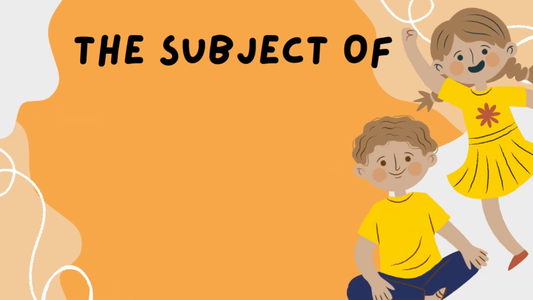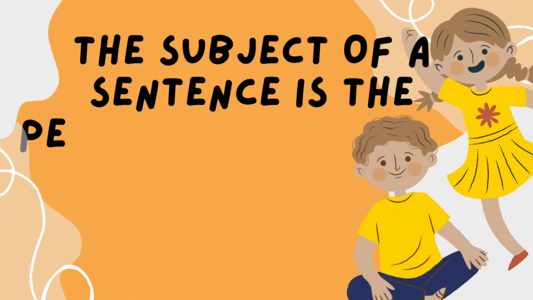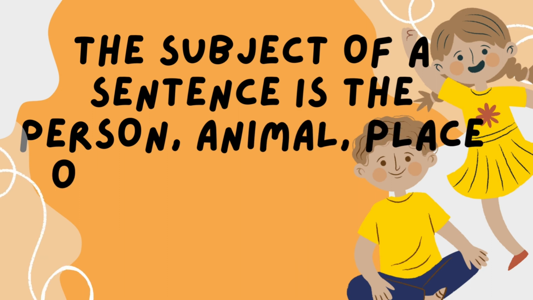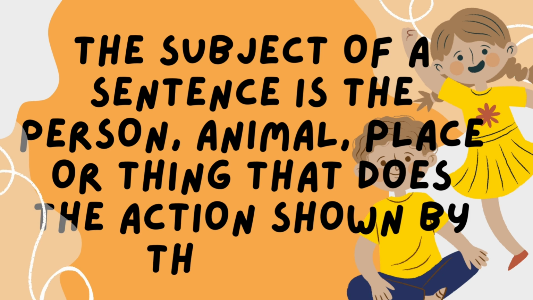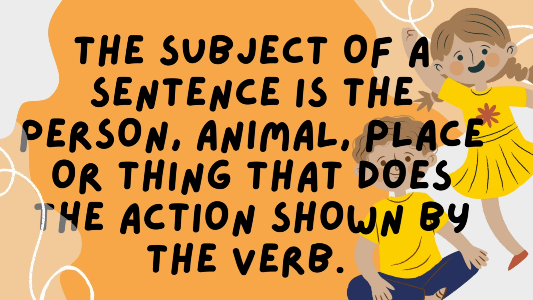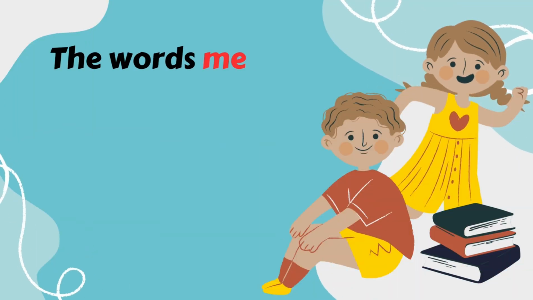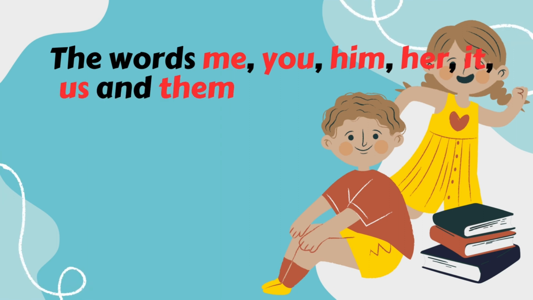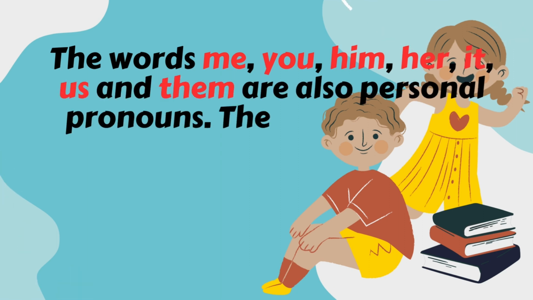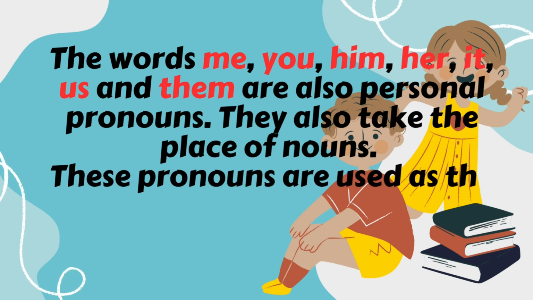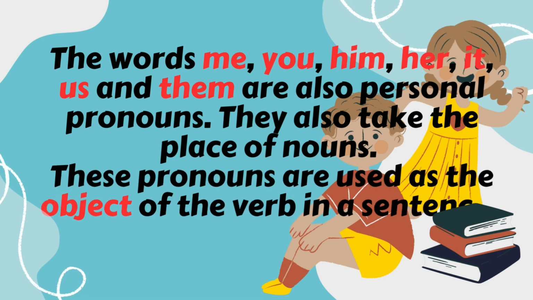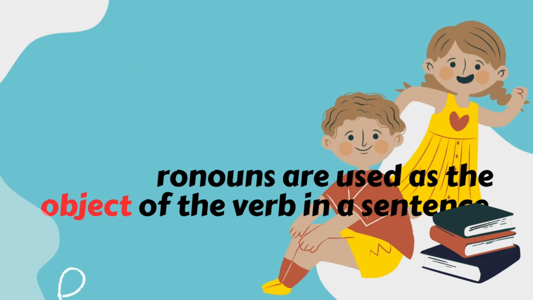The subject of a sentence is the person, animal, place, or thing that does the action shown by the verb. The words me, you, him, her, it, us and them are also personal pronouns. They also take the place of nouns. These pronouns are used as the object of the verb in a sentence.